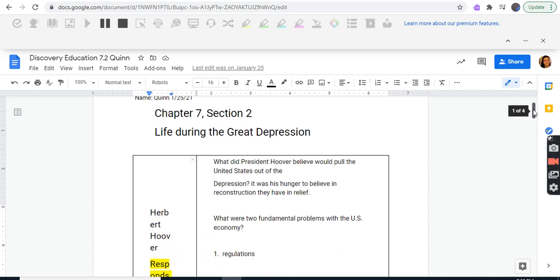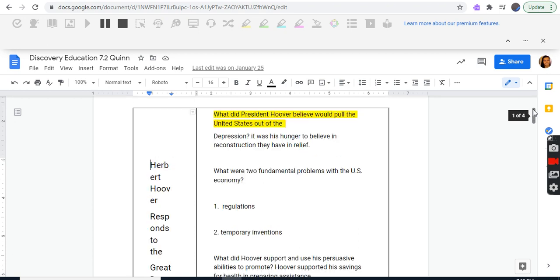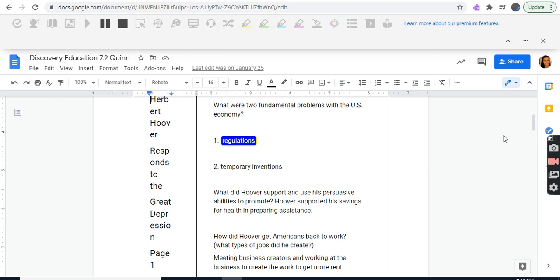Herbert Hoover responds to the Great Depression. Page 1. What did President Hoover believe would pull the United States out of the Depression? It was his hunger to believe in Reconstruction Day and relief. What were two fundamental problems with the U.S. economy? 1. Regulations. 2. Temporary inventions. What did Hoover support and use his persuasive abilities to promote? Hoover supported his savings for health and preparing assistance.